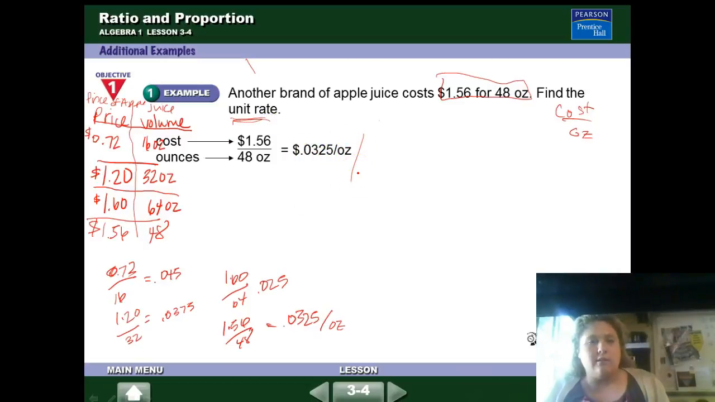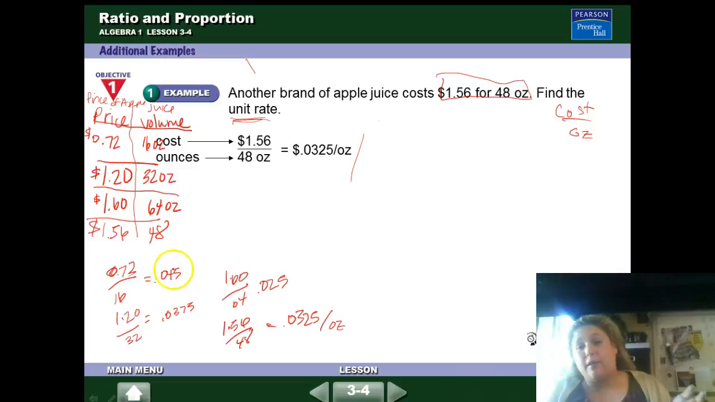Now my question, since you have all this information, what is the best price for this apple juice? So if you were looking to go to the store, on the shelf, tons of different apple juices, figuring out what is the best price. I got a 16, a 32, a 64, and a 48 ounce. What is the best price? Well, this one I'm paying a little over 4 cents per ounce.